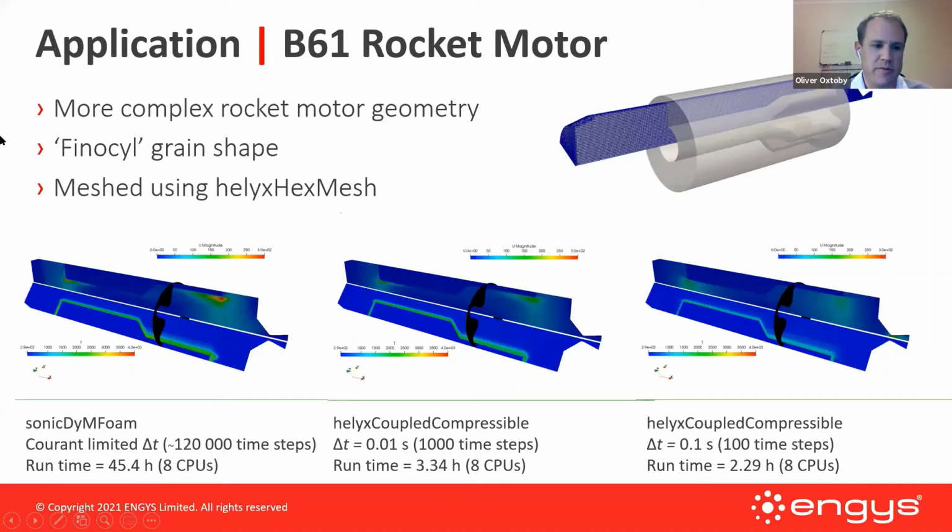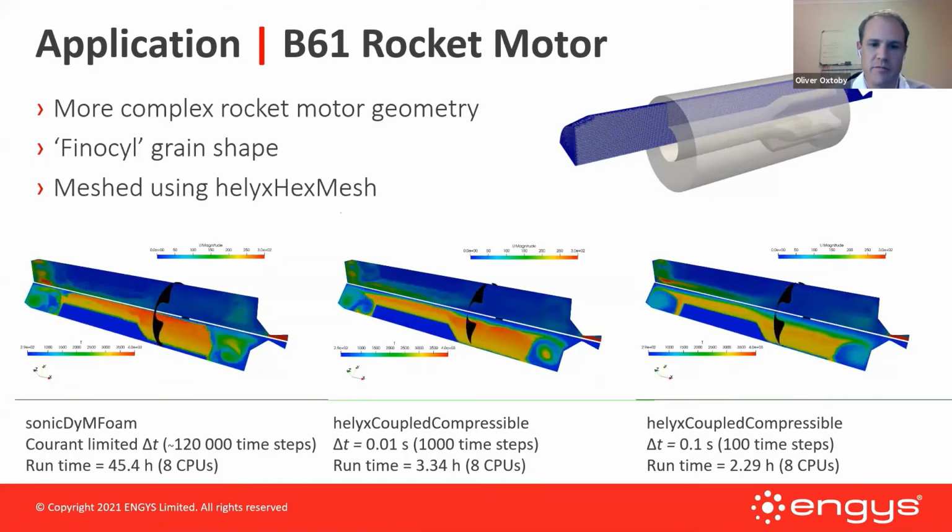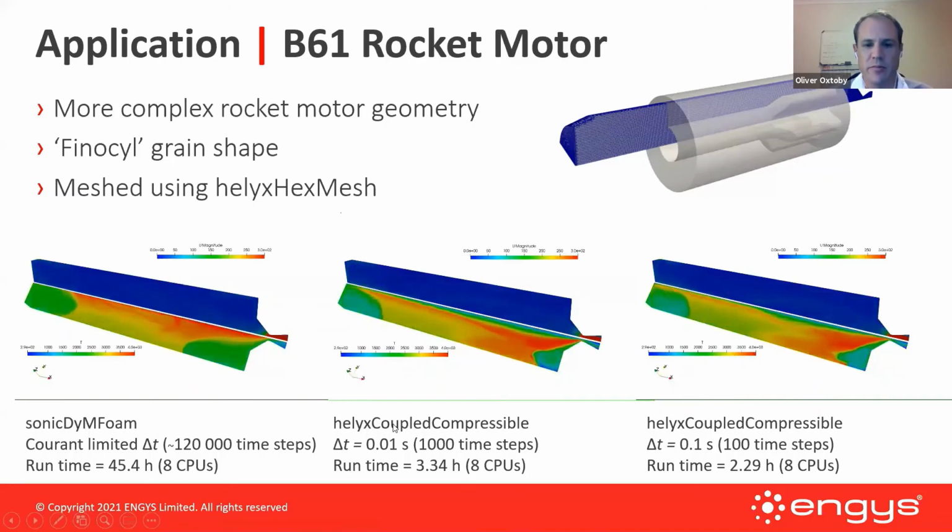So this was run both with sonicDyMFoam and with the coupled compressible solver. And you can see in these animations, we're plotting velocity magnitude at the top, temperature at the bottom, and then this black disk is a slice through the grain, which you'll see eroding away as it burns. So comparing the two animations on the left, you see qualitatively quite a lot of similarity between the sonicDyMFoam and the Helix coupled compressible run.